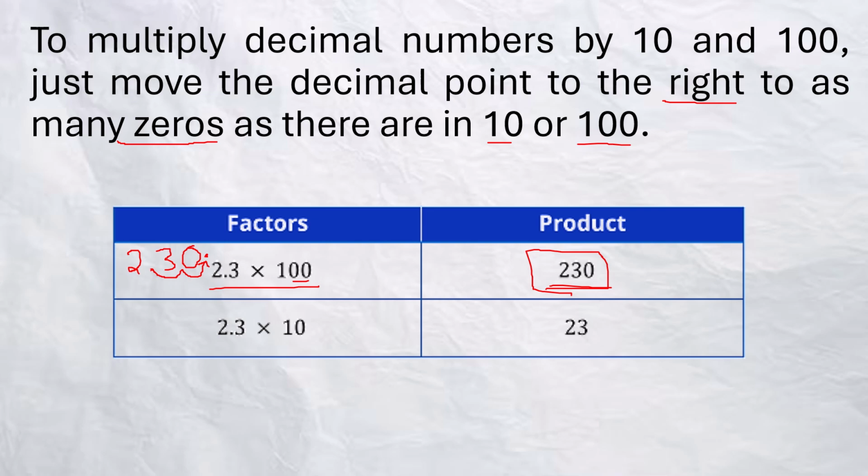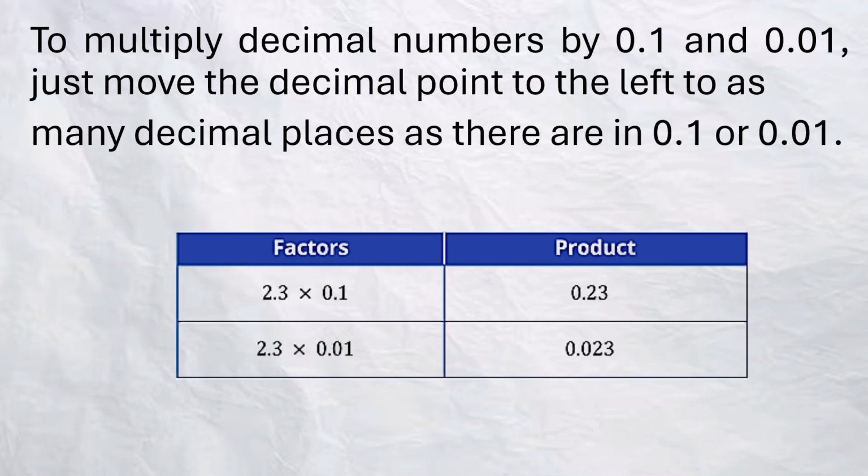The second one is 2.3 times 10. Since we have one 0 for the digit 10, we just simply move the decimal point once. So it will be from here to this point. So therefore, we now have 23.